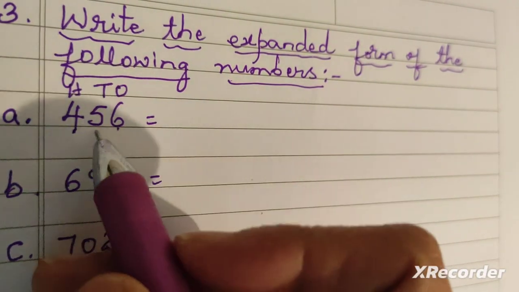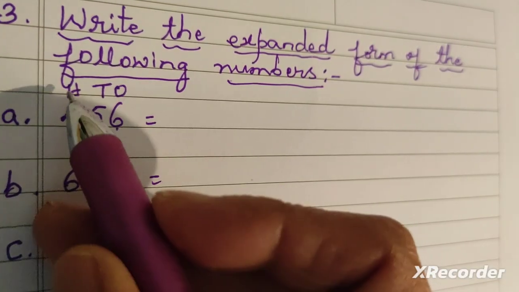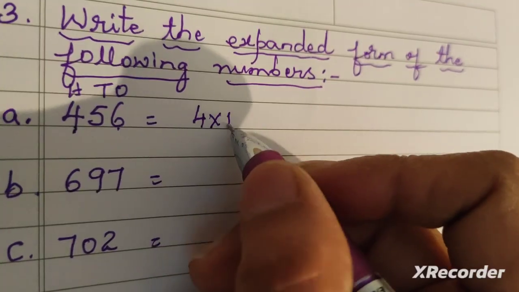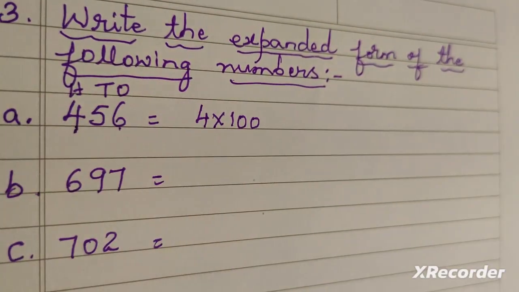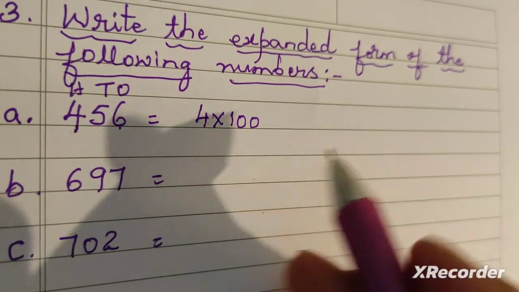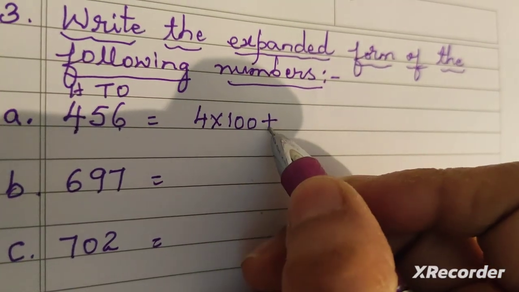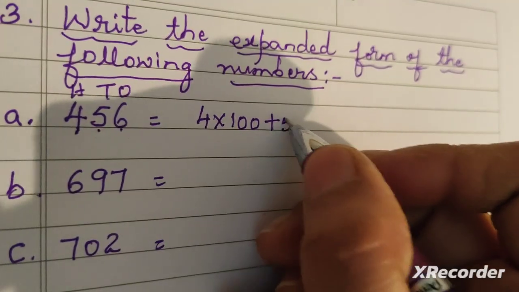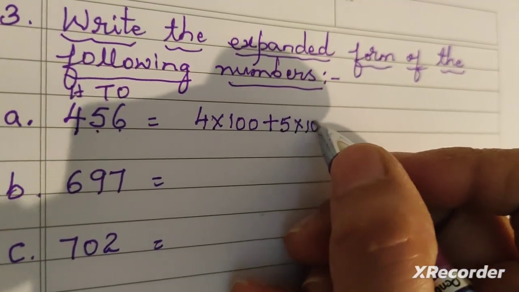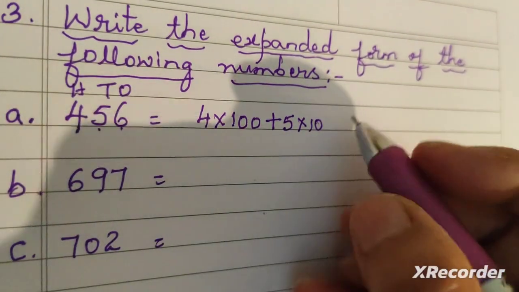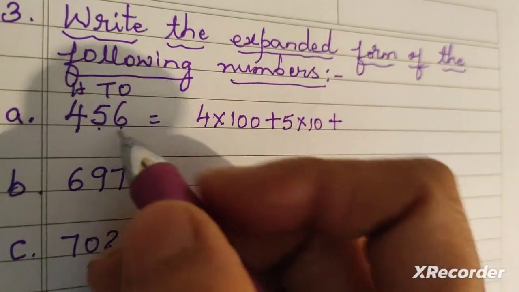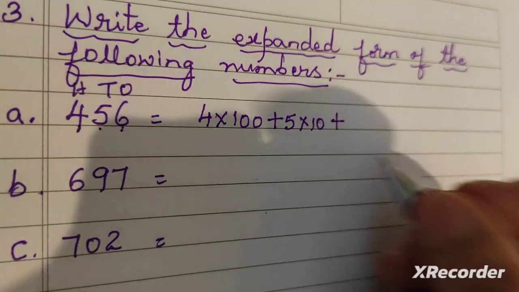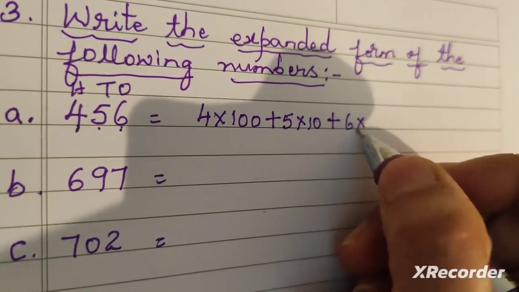Now how do you write? 4 is in which place? Hundreds place. 4 into 100. Because 4 is in hundreds place. Plus 5 is in which place? Tens place. 5 into 10. Plus 6 is in which place? Ones place. 6 into 1.